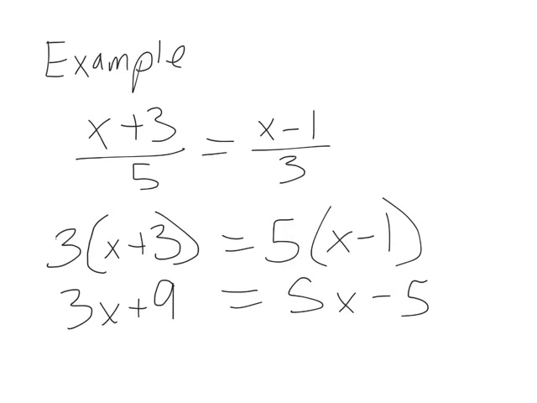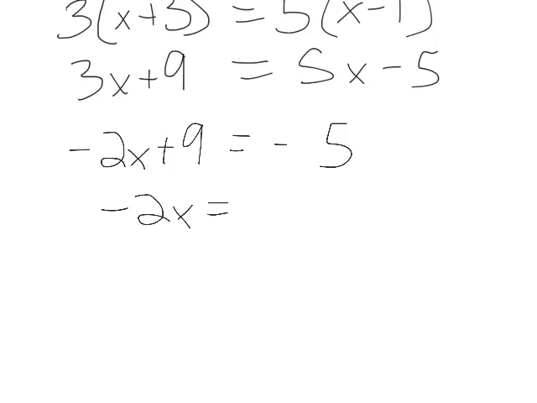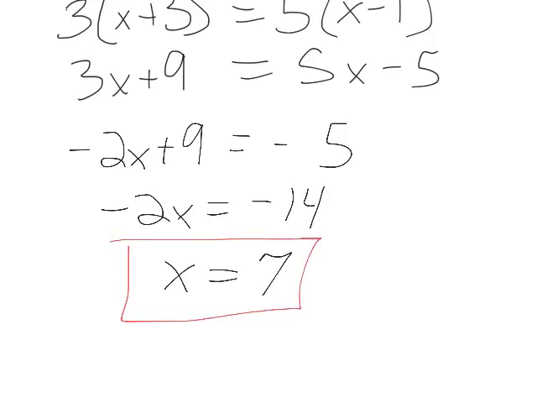And then finish solving. If I move the 5x over, we can subtract 5x from both sides, and we get negative 2x + 9 is equal to negative 5. Then if we subtract the 9 from both sides, negative 2x is equal to negative 5 minus 9, which gives me negative 14. So x is equal to 7 when I divide both sides by negative 2. That's the answer there. Okay, so that gives you a couple of good little examples for the linear equations that involve fractions in this section.